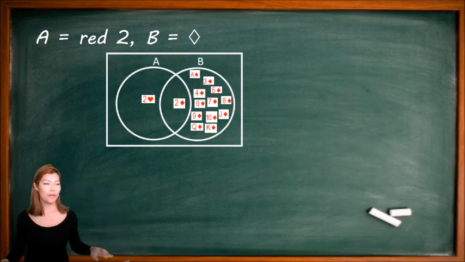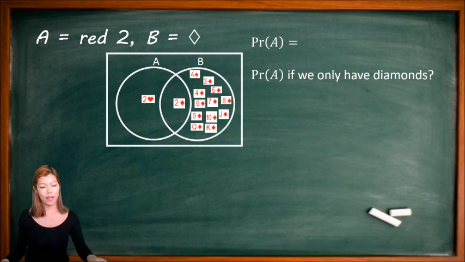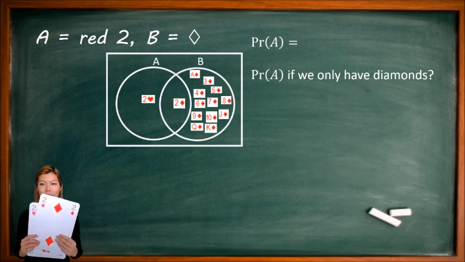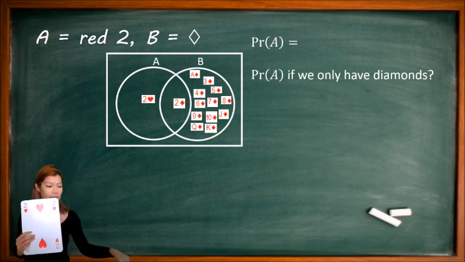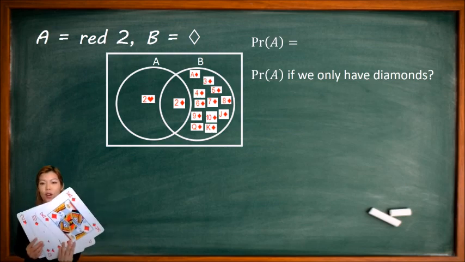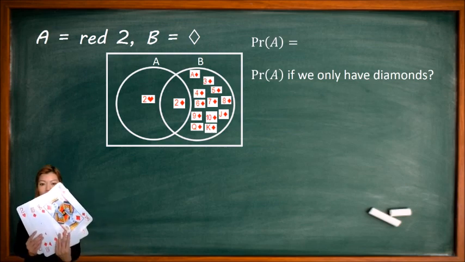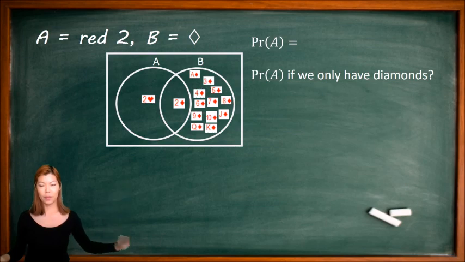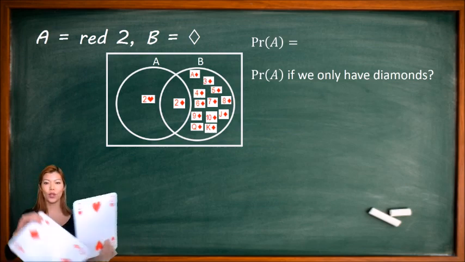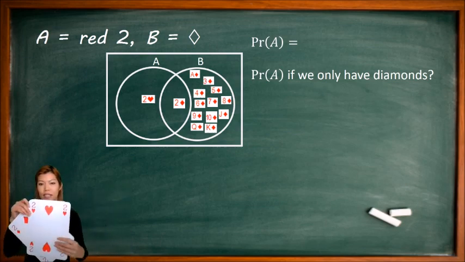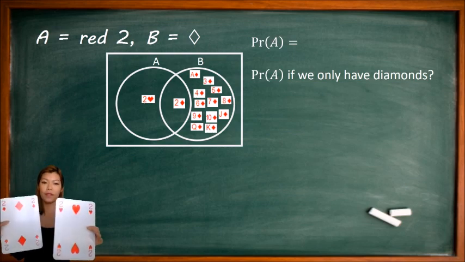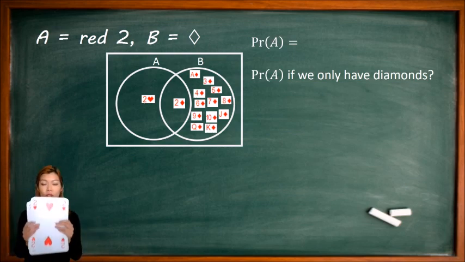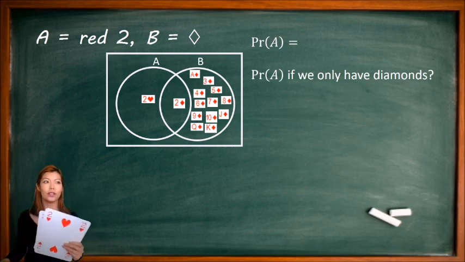So we're going to be looking first at what is the probability of A, picking a red 2. And then we're going to be looking at what is the probability of picking a red 2 given that we only have diamonds and not all the cards in the deck. Now, the probability of picking a red 2 is 2 out of 52, because there's 52 cards that we have in total.